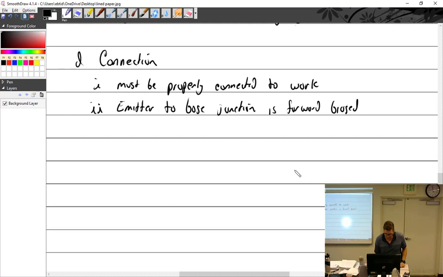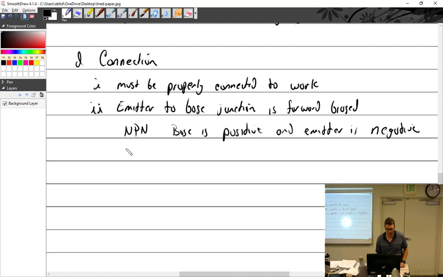So in this particular case, in an NPN, the base is positive, and the emitter is then negative, or more negative. And in the PNP, I'll write it the same way, the base is negative, and the emitter is positive.